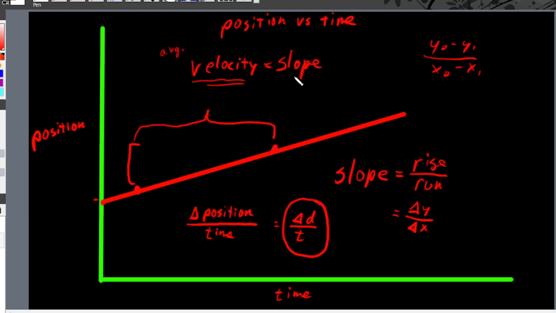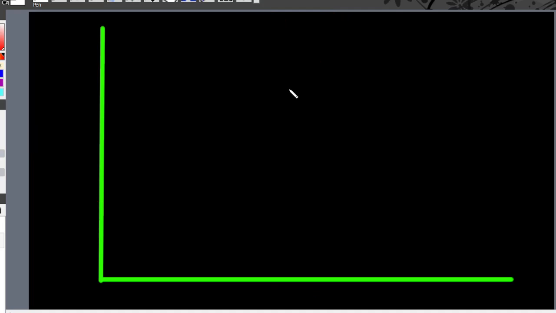But the slope at any time is the velocity, okay? And we can actually look at how it moves and sort of get an idea of its velocity. For example, what if instead of a straight line, what if I had a curved line? What if it did something like this?